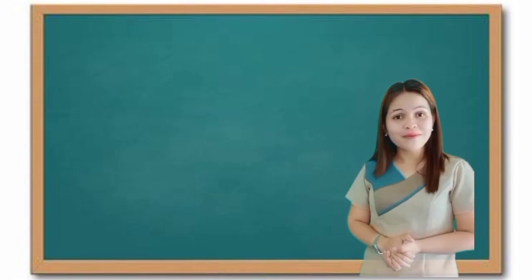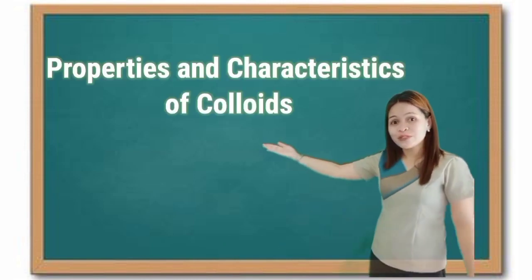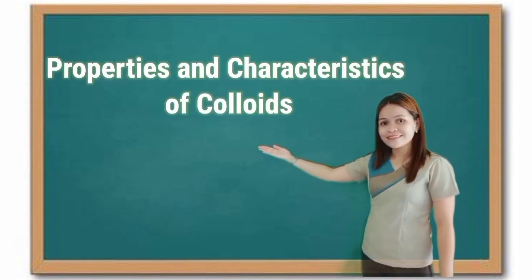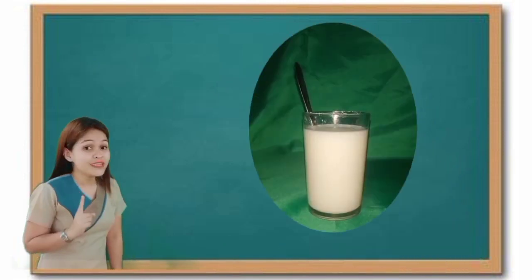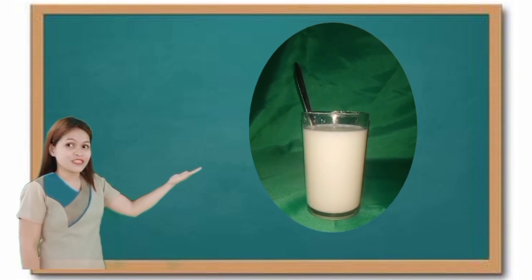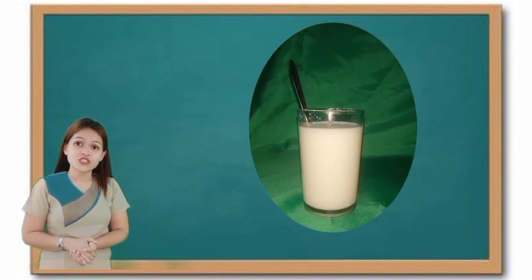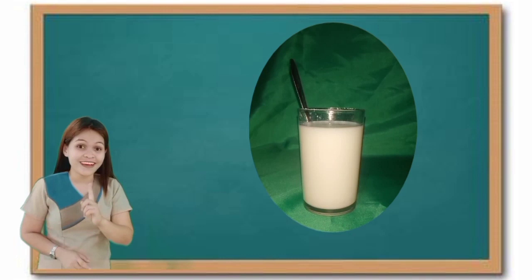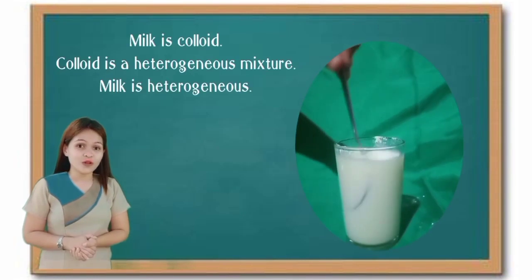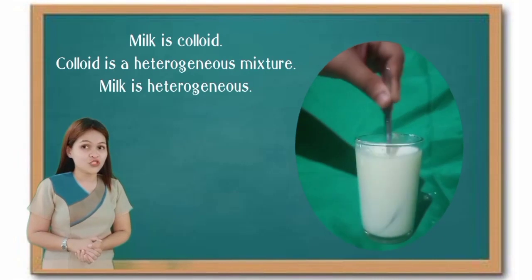We can identify a mixture as a colloid if we know some of its properties and characteristics. By looking at a glass of milk, it might look like a solution at first. Milk appears to be a homogeneous mixture, but it is not. Milk is a colloid and therefore it is a heterogeneous mixture.